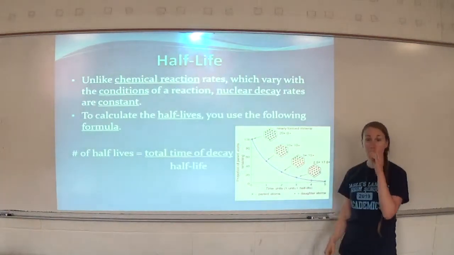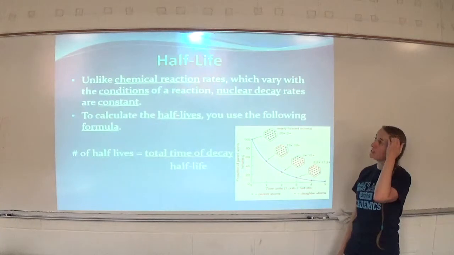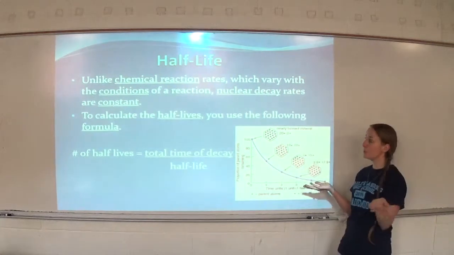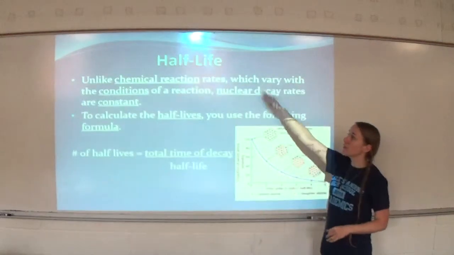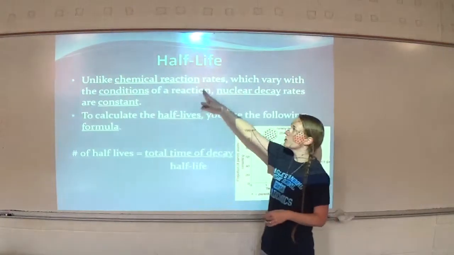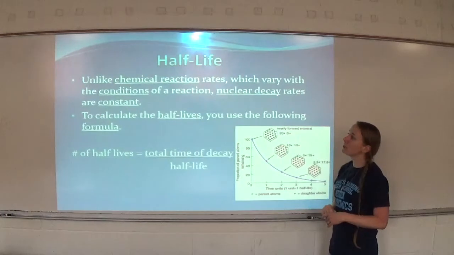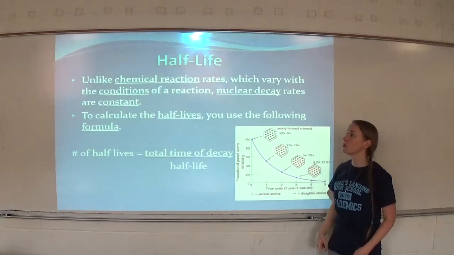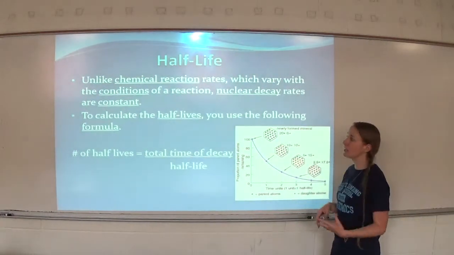So unlike chemical reactions, if you watched some of the previous lesson videos, we talked about ways you can speed up a chemical reaction. They vary with the conditions, so I can stir or add a catalyst or something like that to change the rate of a chemical reaction. Nuclear decay rates are constant, so there's no way to speed them up, slow them down, anything like that.